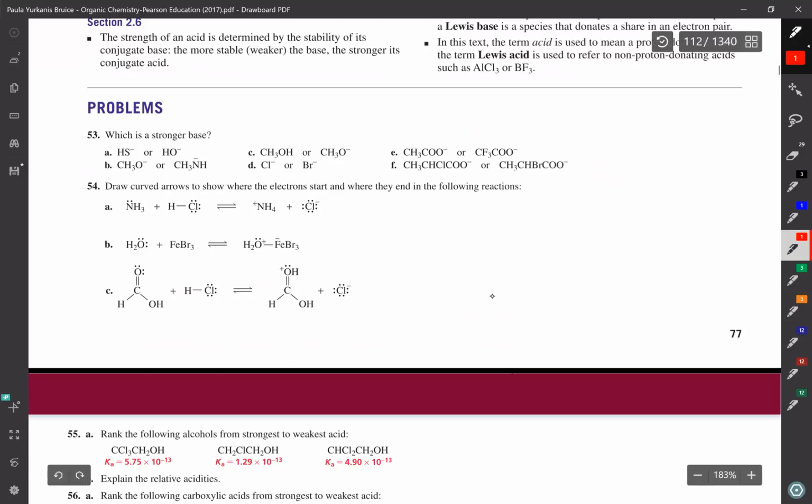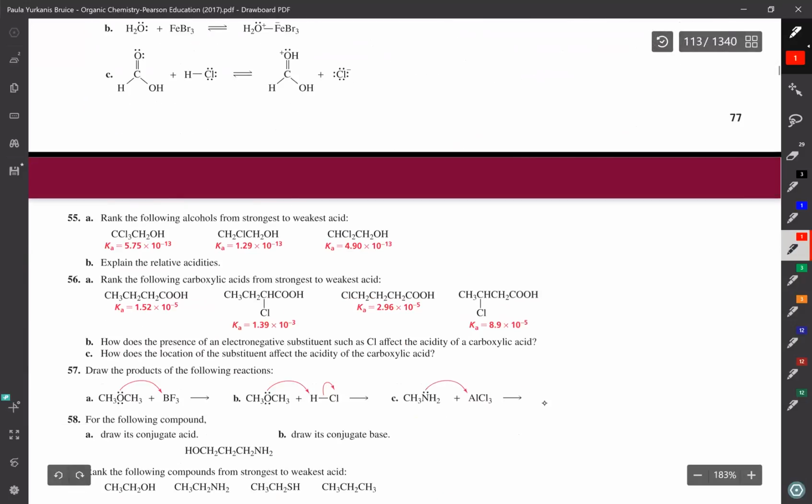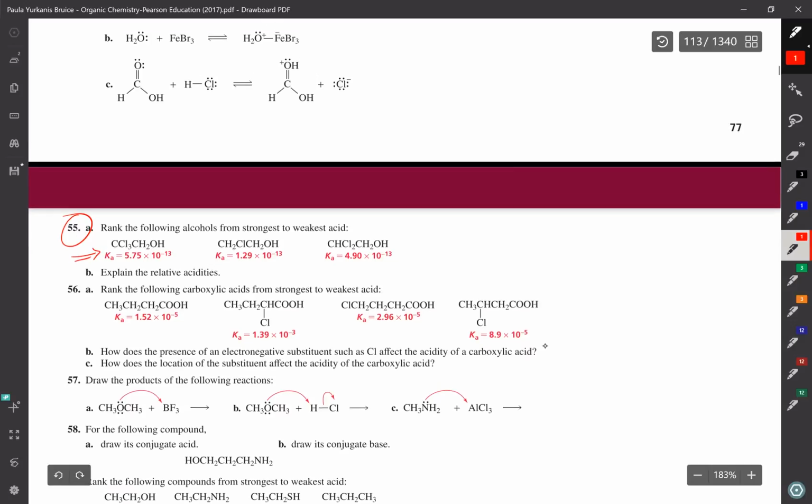So let's start with question number 55, for example. It asks us to rank the following alcohols from the strongest to the weakest acid. We've been given some help because the Ka values were given to us. Based on those Ka values, we need to determine which one is stronger. The Ka values will tell us which acid is stronger than which.